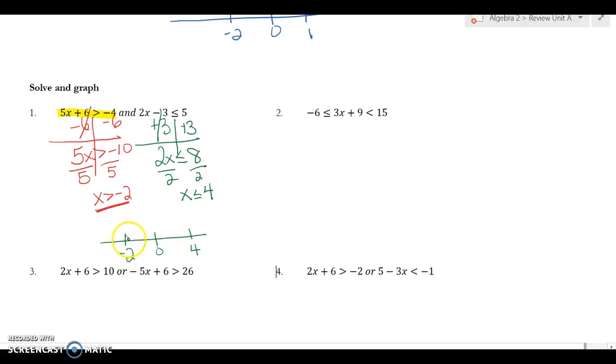At -2, it's an open circle. At +4, it's a closed circle. This is an and, so they should come together. And if you notice, the -2 goes to the right and the 4 goes to the left. So this is your intersection.